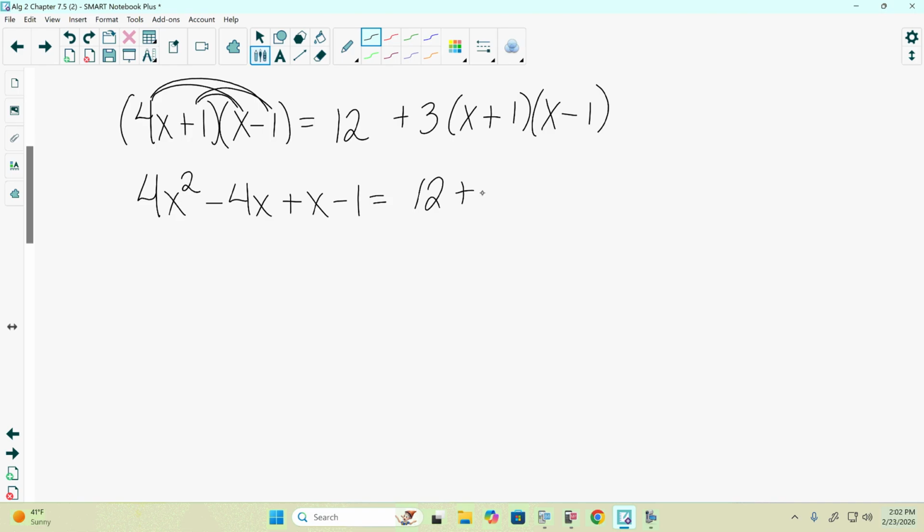We have the 3 times x plus 1 times x minus 1. It might be very tempting to want to multiply the 3 with the x plus 1 and x minus 1. We cannot do that because there's only one 3 and there's two terms. So we can multiply the 3 by the x plus 1, or we can multiply the 3 by the x minus 1. We can't do both because there's only one 3 being distributed across two terms. However, we can do the x plus 1 times x minus 1 first. And we know that should factor to what? Multiply it back together to be x squared minus 1.